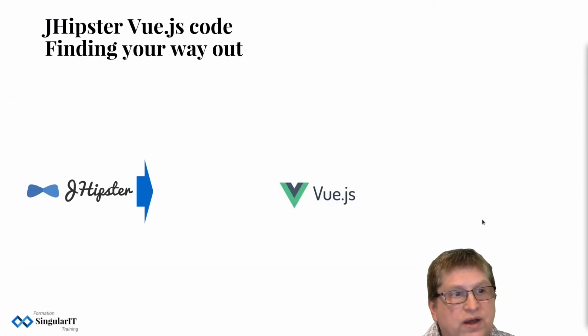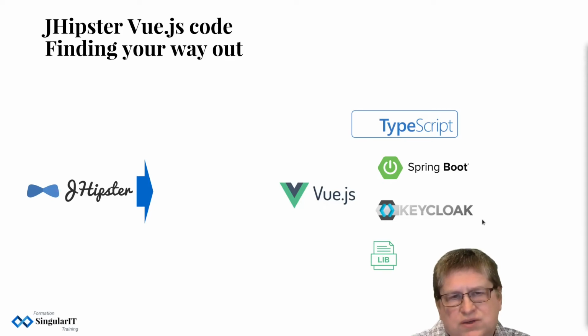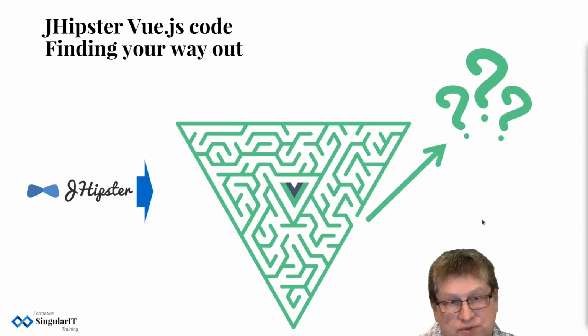JHipster generated for us a Vue.js project, but it also includes TypeScript, connection to Spring Boot endpoints, indirect connection to Keycloak security, but also a lot of libraries, and even some JavaScript code generated by JHipster. That creates a lot of confusion around Vue.js and how to use it. And now we need to find our way out, and we need to understand how all that works so we can enhance our project and create new features.